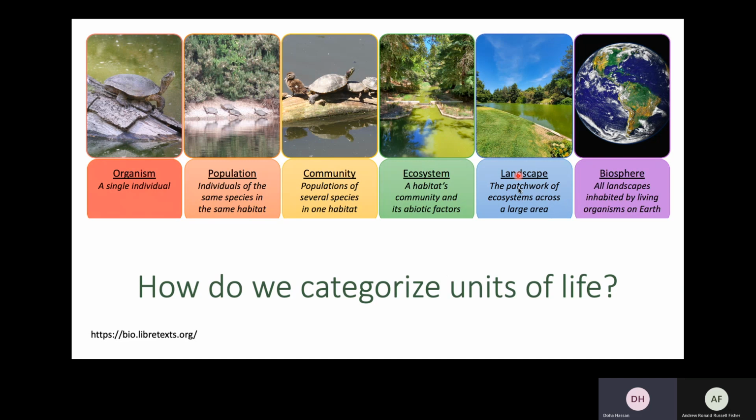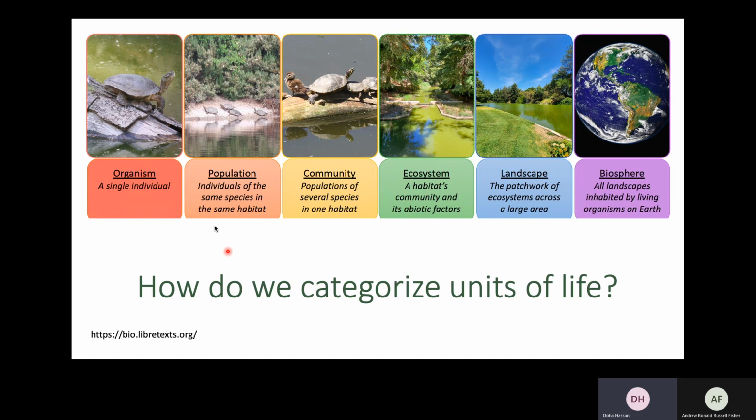And then further from there, you have your landscape, which is the patchwork of ecosystems across a larger area. So it's kind of like a bunch of ecosystems together. You're zooming out even more. And then lastly, on probably the most macroscopic scale, you have the biosphere. This is all of the landscapes that are inhabited by living organisms on Earth. So that one's pretty self-explanatory. It's kind of interesting to see how you can go from talking about organisms on such a small scale to talking about the entire biosphere.